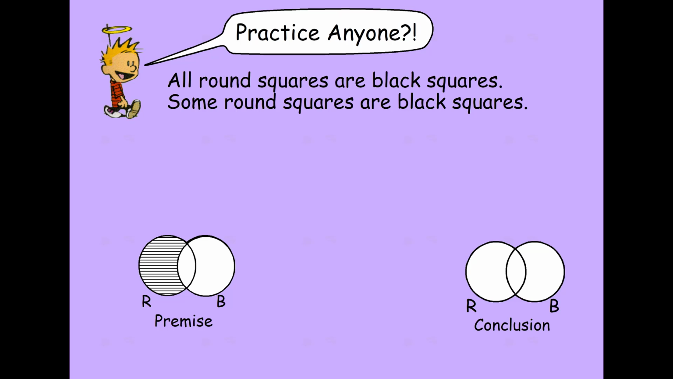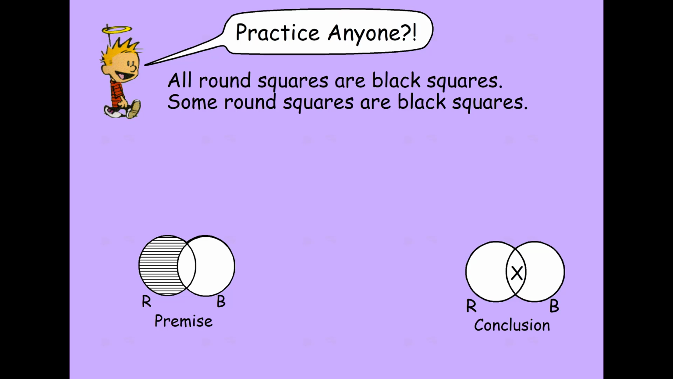Go to my conclusion diagram. There's at least one thing. It's an R. It's also a B. So I'm going to put an X in, and that X has to go in the area that is both R and B. So I put my X in right there in area 3. Now I can test for Boolean validity. I need an X in both R and B, in that intersection, area 3, guaranteed, in order to guarantee my conclusion is true.